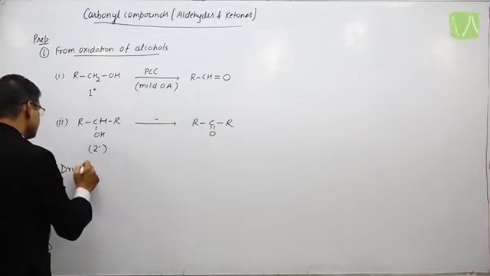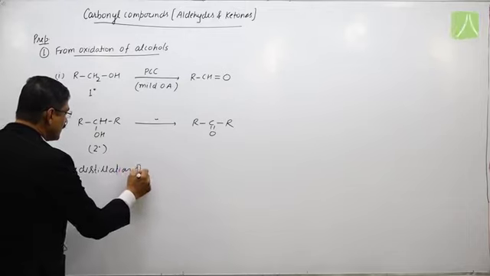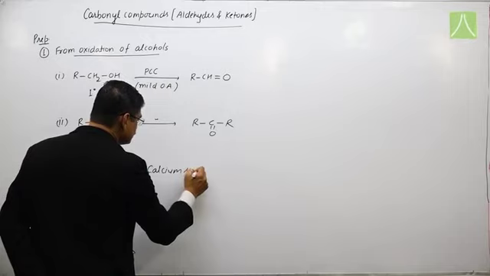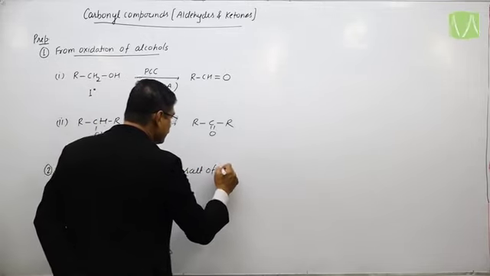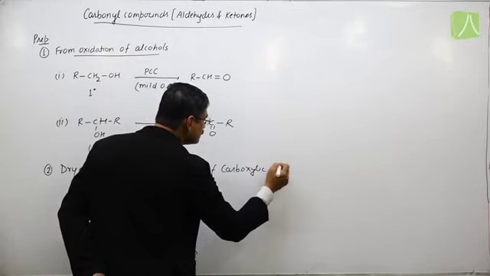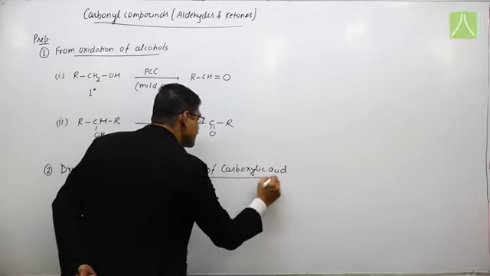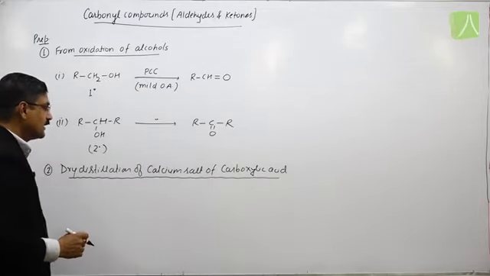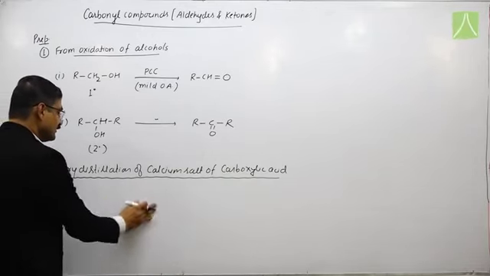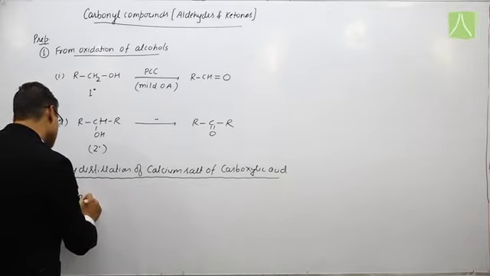Dry distillation of calcium salt of carboxylic acid. The second preparation is dry distillation of calcium salt of carboxylic acid. It means calcium salt of carboxylic acid is heated at higher temperature, then carbonyl compounds are produced. So I write one simple reaction.